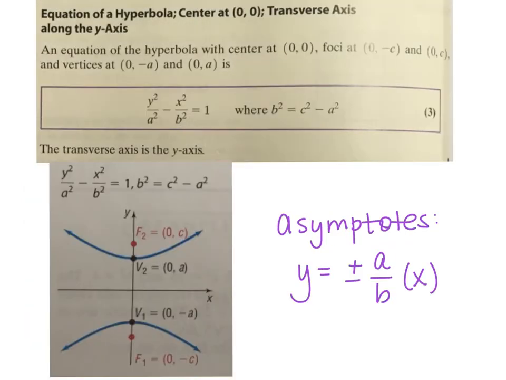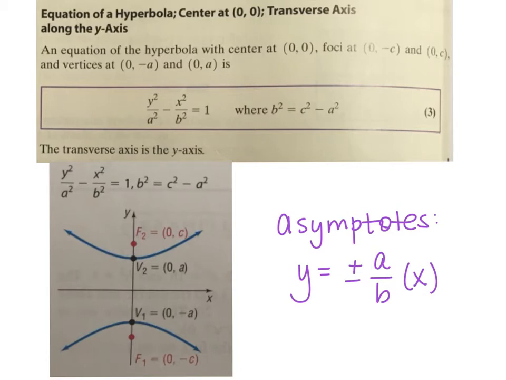All right, if we flip the transverse axis to the y-axis, I'm going to get my curves going this way. And like with an ellipse, the foci are then going to switch to be plus and minus c for our y values, and the vertices plus or minus a for the y values there.